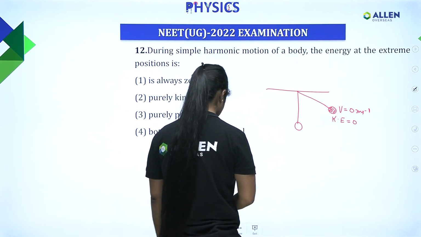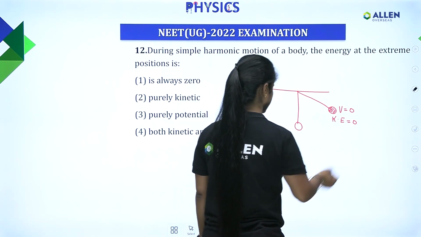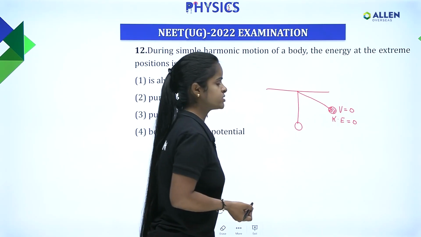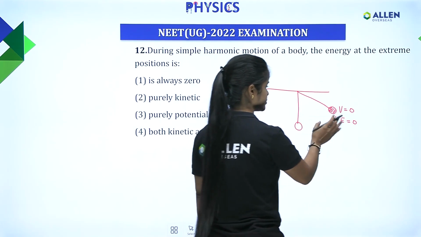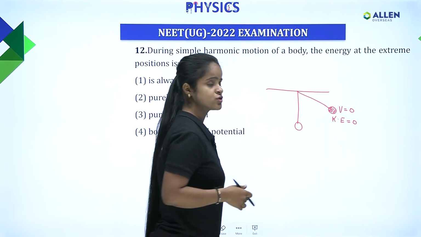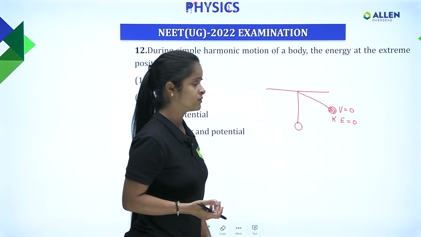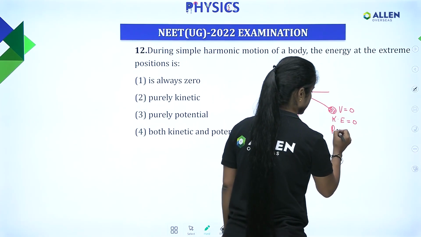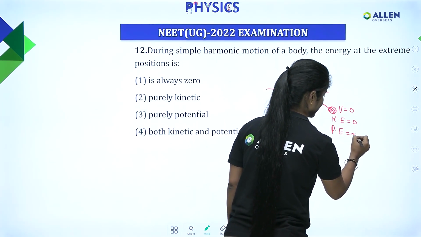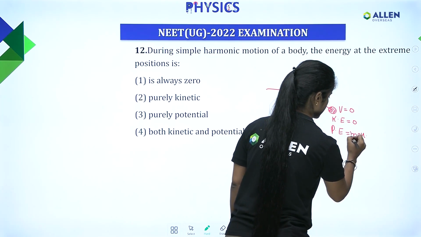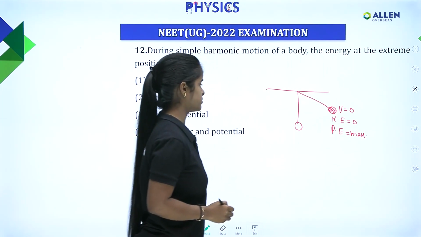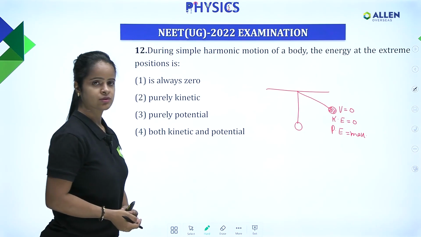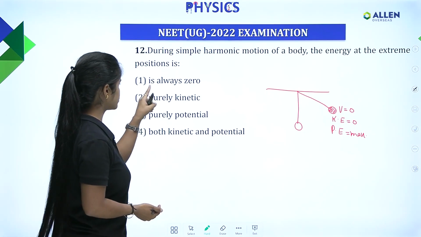Now in the next step, it's better to write here only 0. Velocity at extreme position is 0. Therefore, kinetic energy at extreme position is also 0, and as it is known to everyone, energy always remains conserved in a system, right? So in this situation, potential energy will be maximum, and the same thing is given here in the option.